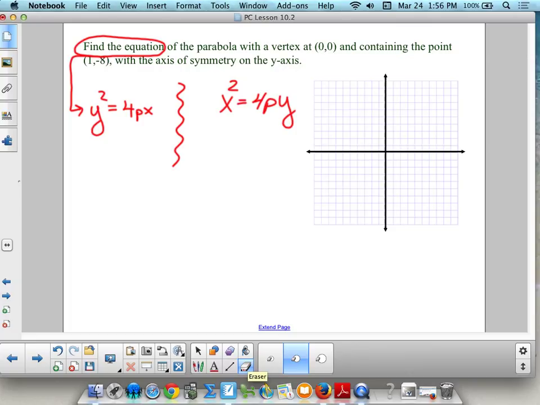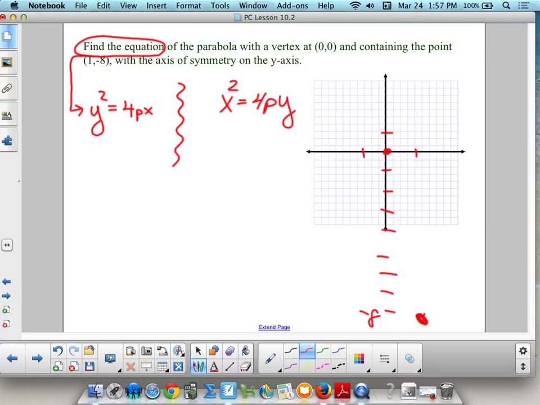Find the equation. Oh, is it this one? Or is it this one? Well, keep reading. Of the parabola with the vertex at 0, 0. Okay. 0, 0 is right here. And containing the point 1, negative 8. Over 1, down 8. 1, 2, 3, 4, 5, 6, 7, 8. Right here, right here.